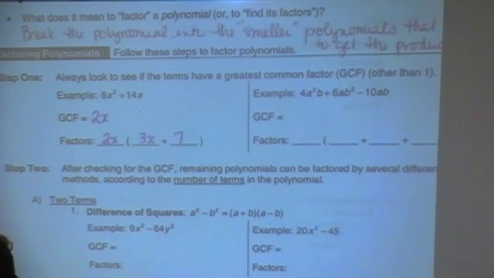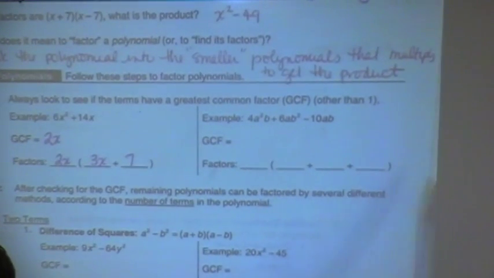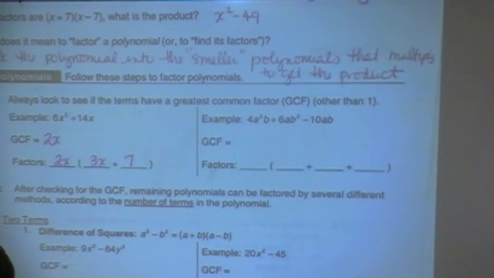Okay. Now, a little bit more complicated. It only has a GCF if there is something that can divide into all of the pieces of the polynomial.